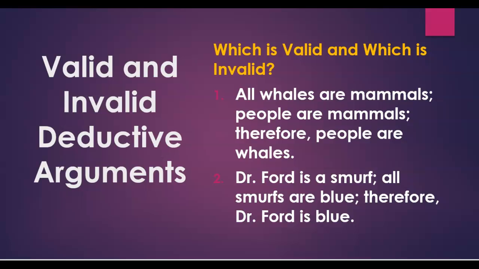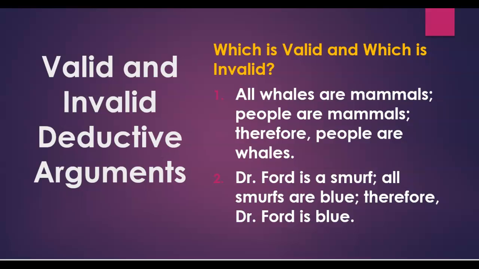Whales are mammals. People are mammals. Other animals are mammals. Dogs are mammals. So you can have different kinds of mammals and they still not be the same kind of animal. So therefore it falls apart. Mammals are bigger than whales and bigger than people. So therefore this is an invalid deductive argument.